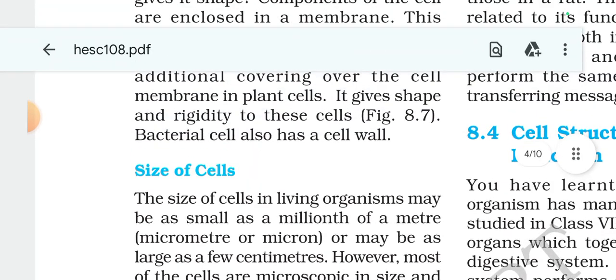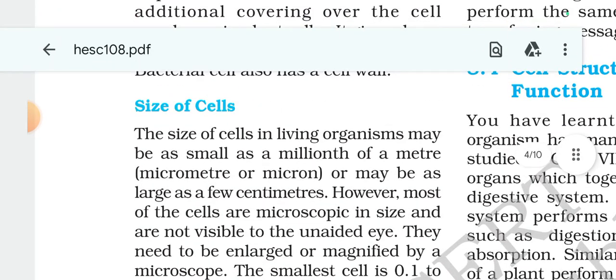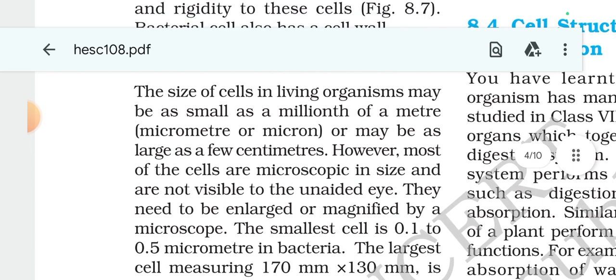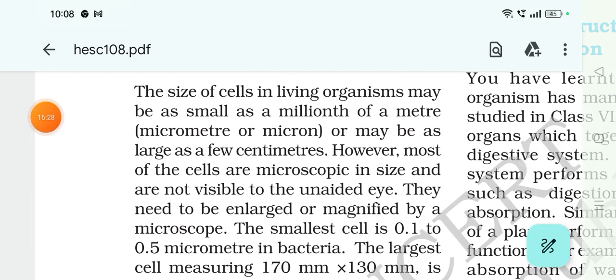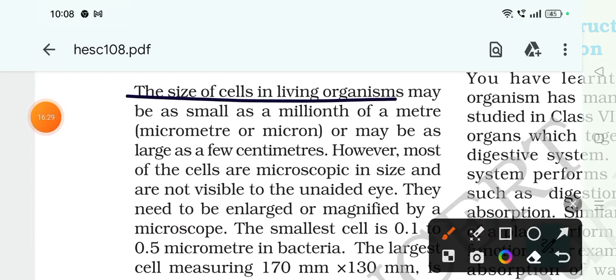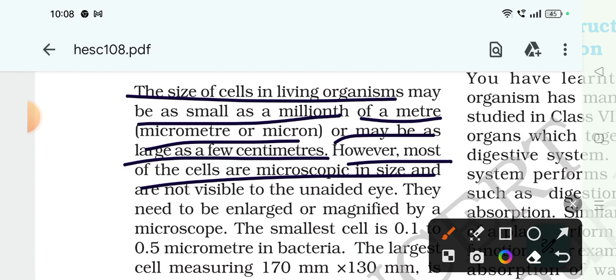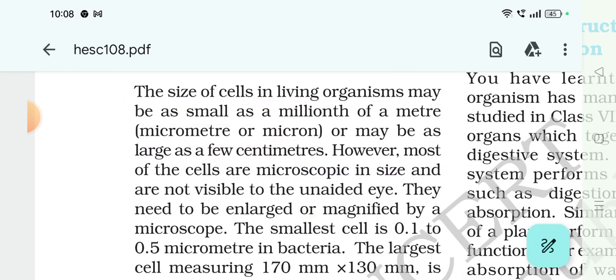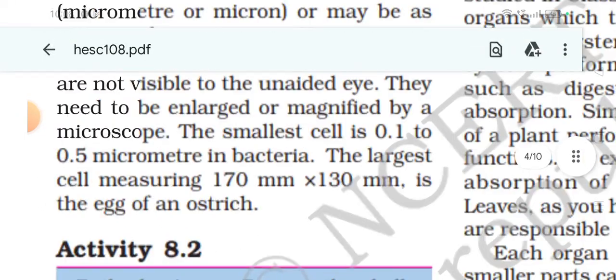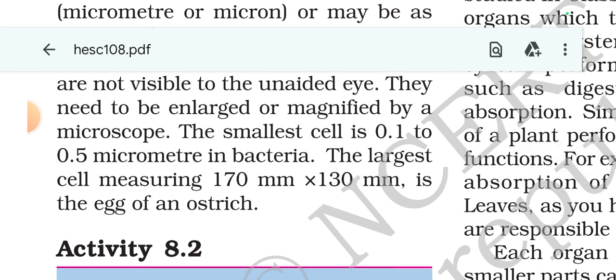The next topic is size of cell. Size of cells in living organisms may be as small as a millionth of a meter, a micrometer or micron, or may be as large as a few centimeters. However, most cells are microscopic in size and not visible with unaided eyes. They need to be enlarged or magnified. Some cells are very small, while some are very big.